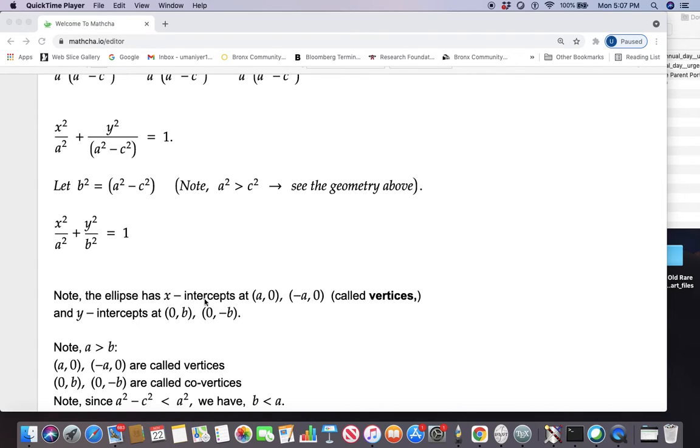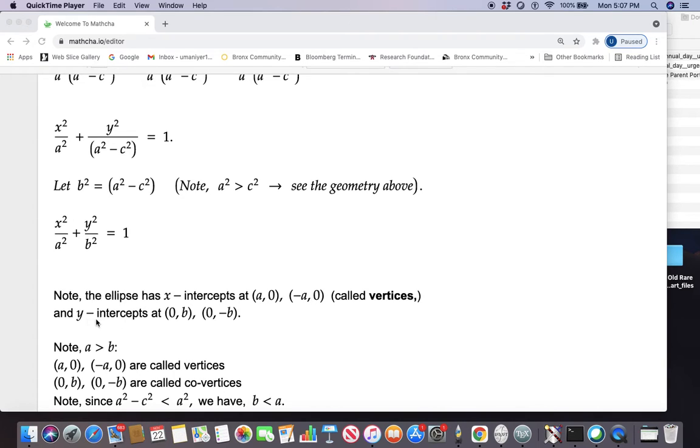How do you find x-intercepts? You get x-intercepts by setting y to 0. If you set y to 0, this term goes away. x squared over a squared is 1. That is, x squared equals a squared, x equals plus a or minus a. These are called vertices. The x-intercepts are (a, 0) and (negative a, 0).